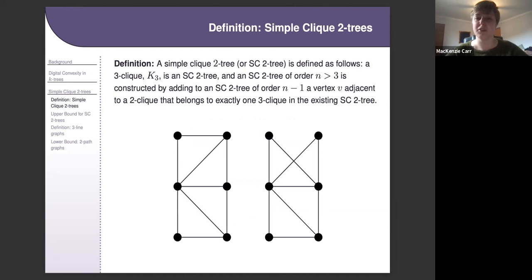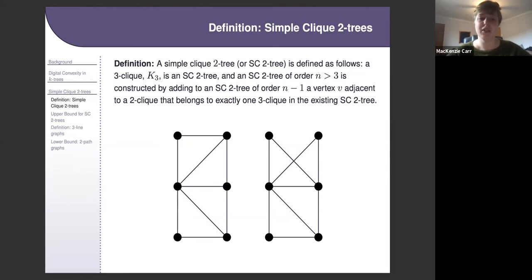So these are similar to 2-trees, but when we're building our 2-tree, we start with that 3-clique, our K3. And now when we add a new vertex of degree 2, we're adding it adjacent to a 2-clique, so adjacent to 2 adjacent vertices that we haven't used before, basically. So this 2-tree on the left is a simple clique 2-tree, but the one on the right is not, because we have this edge in the middle that's used in 3 different 3-cliques, so that's not a simple clique 2-tree.